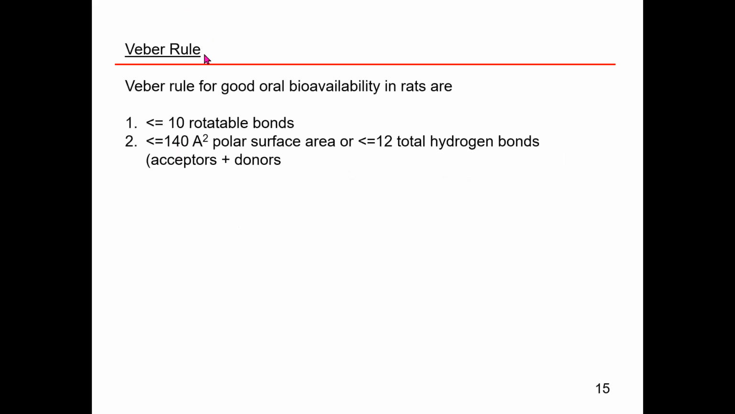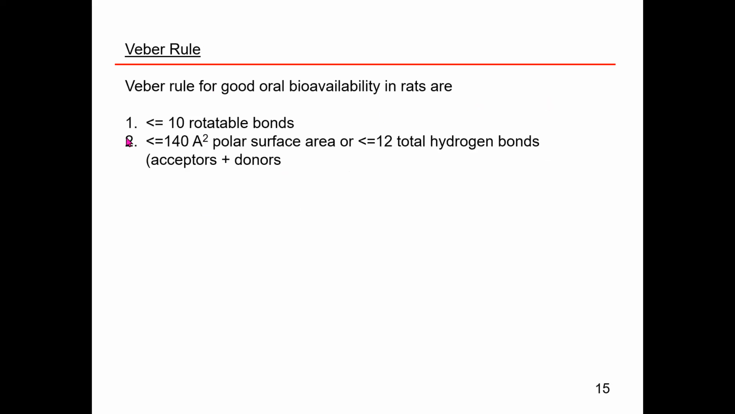Then came another group, Veber. They said number of rotatable bonds should be less than 10. See, rotatable bonds are very important because ultimately the molecule goes and binds to a target. If it has rotatable bonds, it will nicely fit into the target active site. But with too many rotatable bonds, it will be so flexible, it will not remain inside, it will come out also, and the stability will be lost. So there has to be some balance in rotatable bonds.